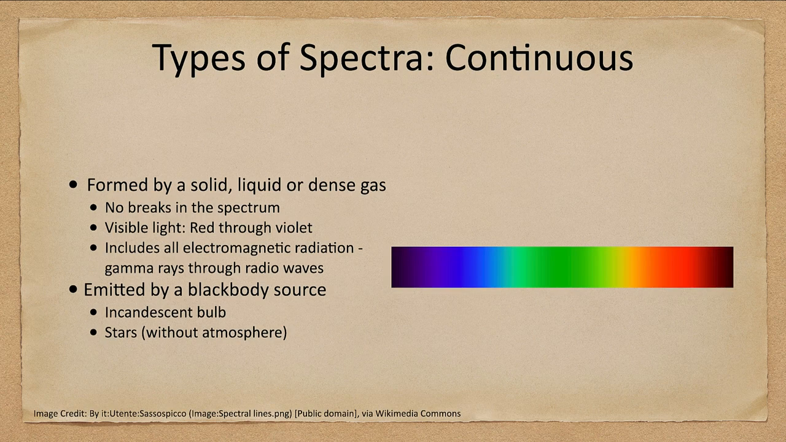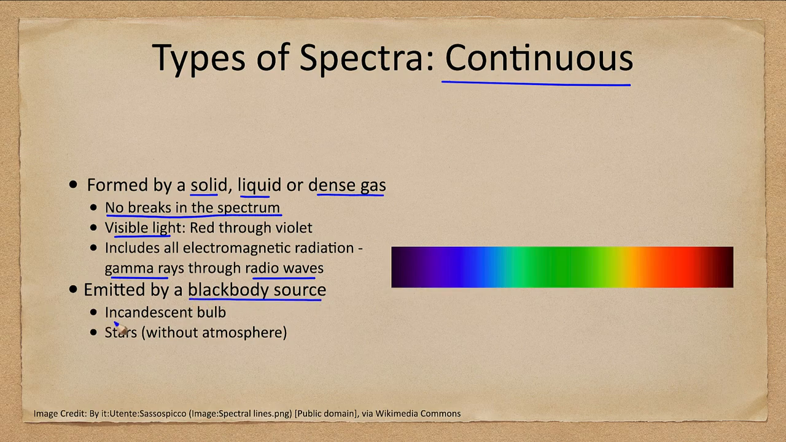So let's look at the different types of spectra that can be formed. First, we're going to look at a continuous spectrum. This is formed by a solid, a liquid, or a dense gas. And that may seem like just about everything, but many astronomical objects are not necessarily this. In a continuous spectrum, there are no breaks. In this case, we see visible light, red through violet, although a continuous spectrum could include all electromagnetic radiation, gamma rays through radio waves. These are emitted by a black body source.